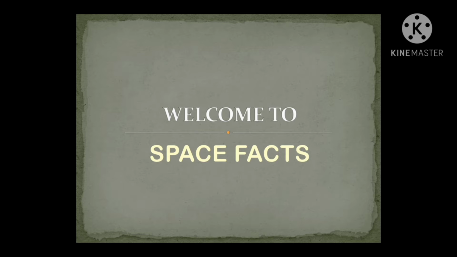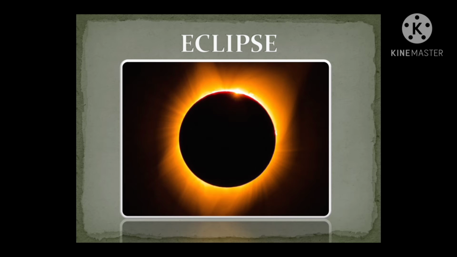So today we will talk about the solar eclipse. Before that, we should know about the eclipse. An eclipse is an astronomical event that occurs when an astronomical object is temporarily obscured by passing into the shadow of another astronomical object. An eclipse occurs when three celestial objects become aligned, for example, Sun, Moon, and Earth.